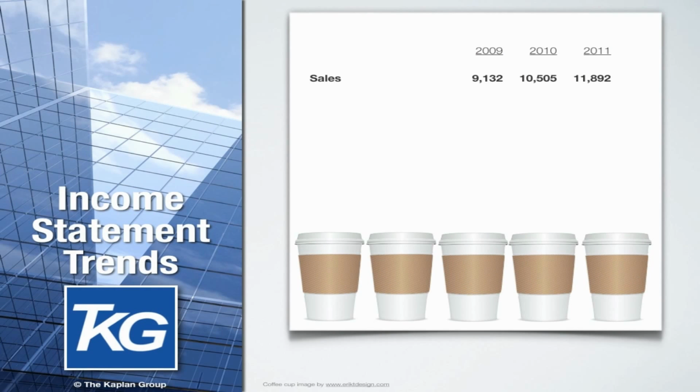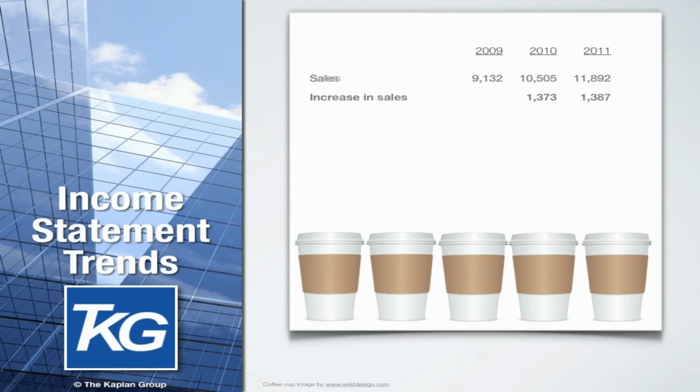So let's take a look at the performance of this coffee cup manufacturer over the last 3 years. We can see that sales were $9.1 million in 2009, increasing to $10.5 million in 2010, and almost $11.9 million in 2011. That looks really good. Sales are going up each year.